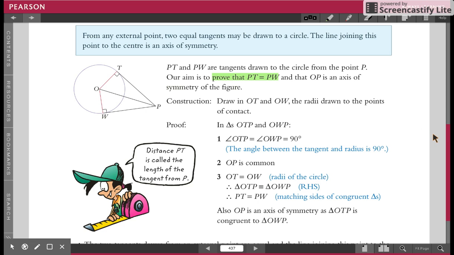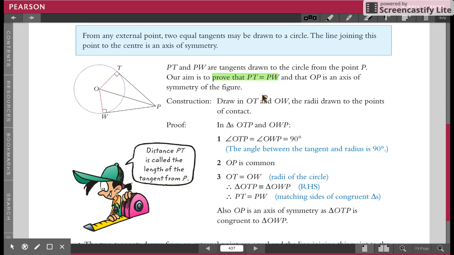Our next proof, boys, is that we've got an external point P here, and we need to prove that if the tangents drawn to a circle are equal, so the tangents TP and PW, then the line joining these points to the center, being OP, is the axis of symmetry. All right? So, in order to do that, you need to prove that PT equals PW.